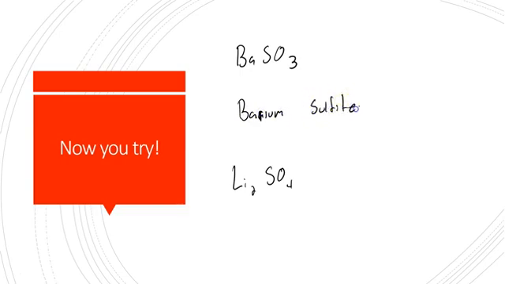So now you had BaSO3, and then you have Li2SO4. So go ahead and pause and give this a try. Hopefully if you try these, you got the first one to be barium sulfite. And for the second one, you should have got it to be lithium sulfate.